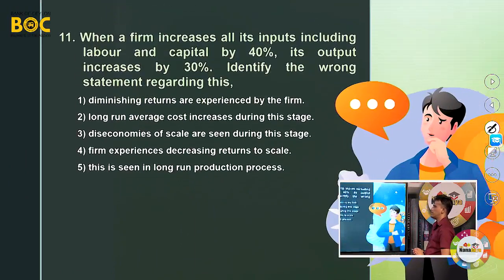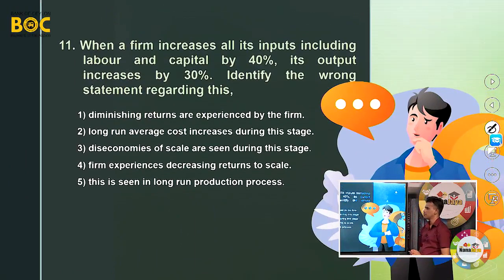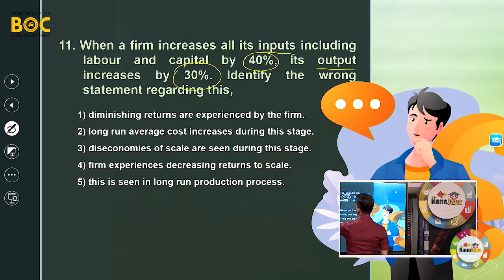Right. We will move on to question number 11. When a firm increases all its inputs, including labor and capital, traditionally we use labor to identify the variable inputs and capital to identify the fixed inputs, as some traditional terms. When all its inputs increase by 40%, its output increases by 30%. So the percentage increase in the inputs is 40%, and the percentage increase in the output is how much? 30%.